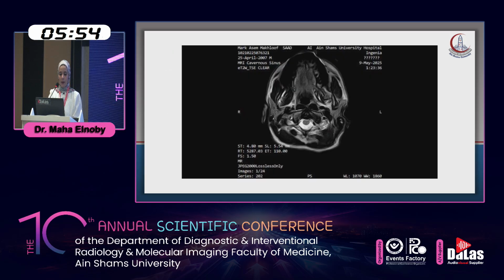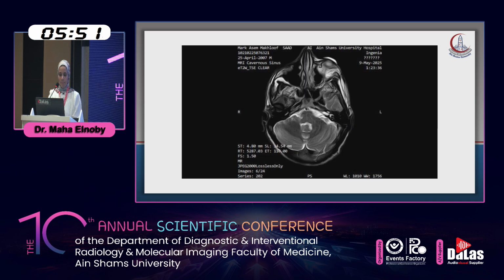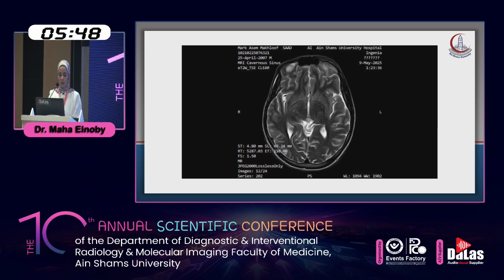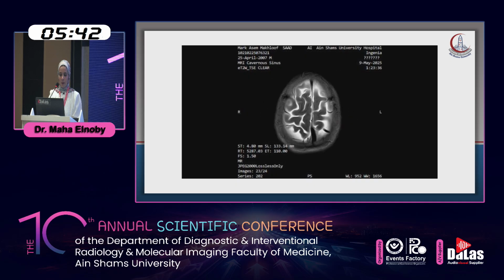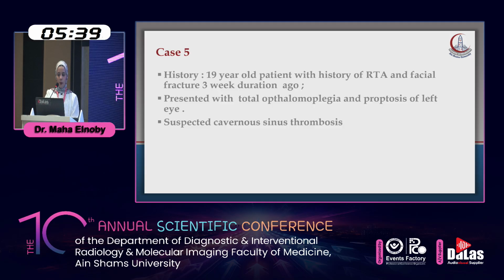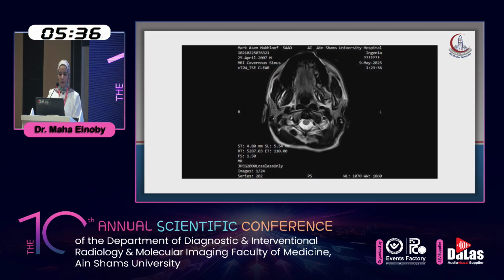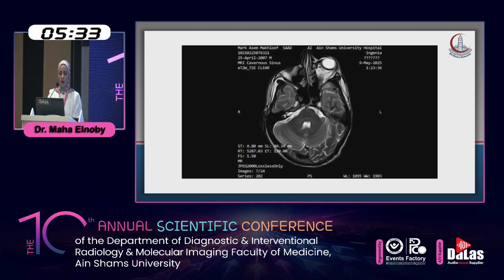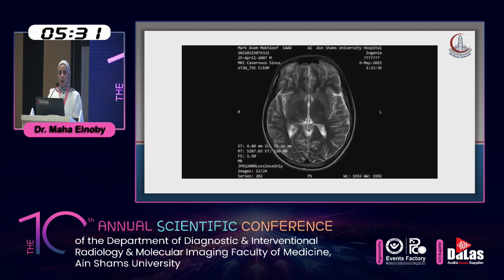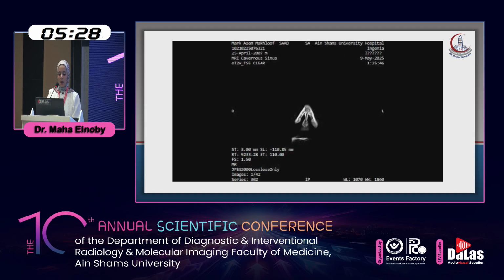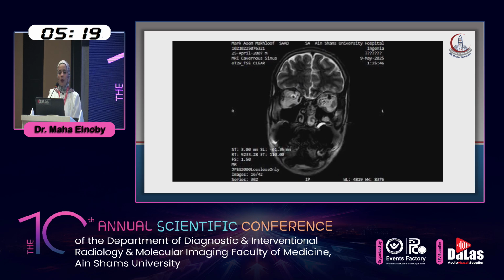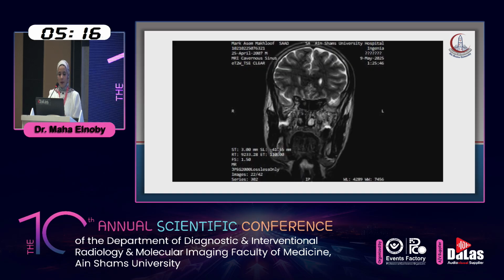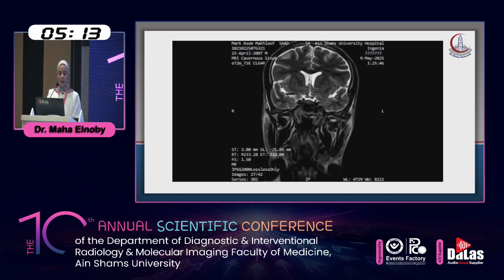Okay, this is the T2. What can we see in the T2? Again, we can see retroorbital edema, proptosis of the eye, with superior ophthalmic vein enlarged. Coronal T2: retrobulbar edema in the extraocular muscles, superior ophthalmic vein distended, while the cavernous sinus shows preserved signal voids of the internal carotid.